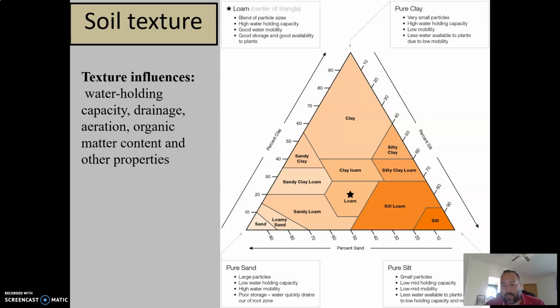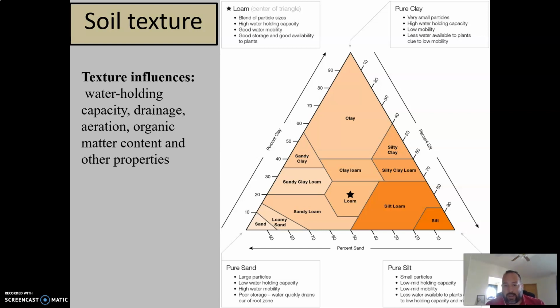So then what about silt? Well, silt has small particles. It has low to mid water holding capacity, low to mid mobility, and less water available to plants due to low holding capacity and mobility. So silt can hold water kind of okay, and it can move water kind of okay, because it's not sand and it's not clay, but it's not great either.